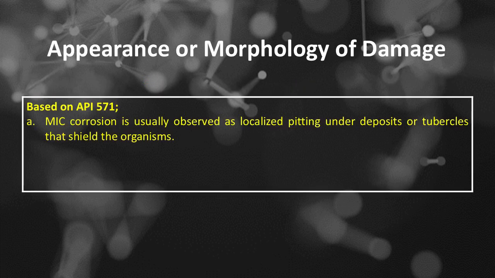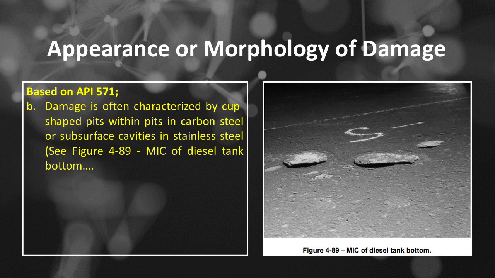Appearance or morphology of microbiologically induced corrosion damage based on API 571. Number A. MIC corrosion is usually observed as localized pitting under deposits or tubercles that shield the organisms. Number B. Damage is often characterized by cup-shaped pits within pits in carbon steel or subsurface cavities in stainless steel. See Figure 489, MIC of diesel tank bottom.